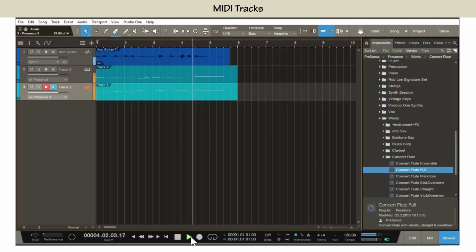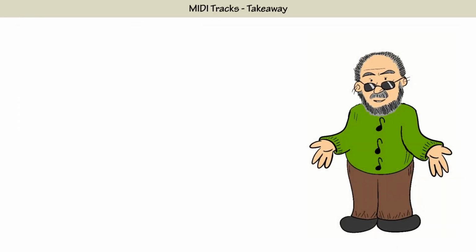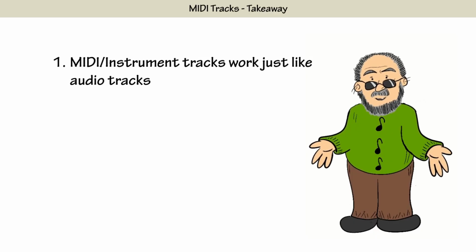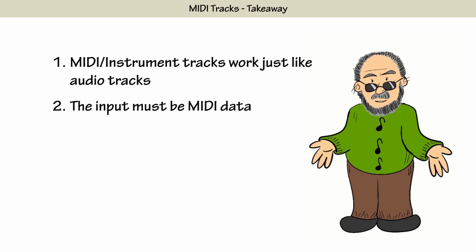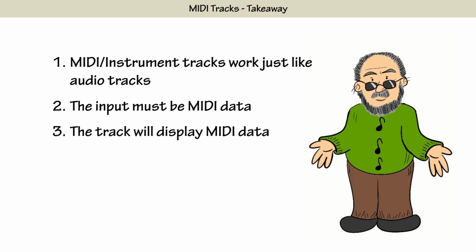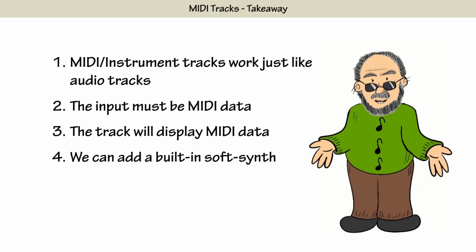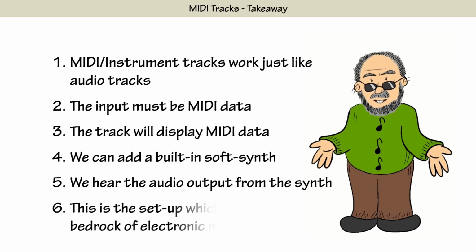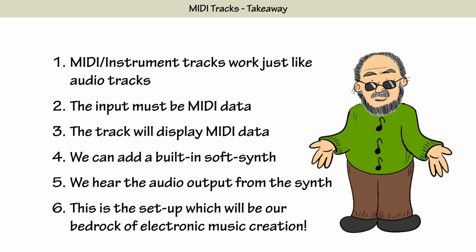Well, sounds fine. I have easily added a MIDI bass and flute to my original acoustic guitar recording. So, MIDI instrument tracks record just like audio tracks. We can add them in the same way, and they need to be armed before recording, and we can use the metronome. But remember, when creating MIDI or these instrument tracks, the input to the track must be MIDI data, probably from a controller keyboard, and the track will display MIDI data. When we direct this MIDI data to an inbuilt software synth, we will hear the output from that synth on the track. This is the setup which is typically the bedrock of our electronic music creation.